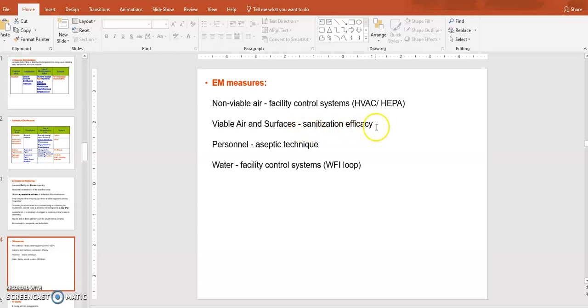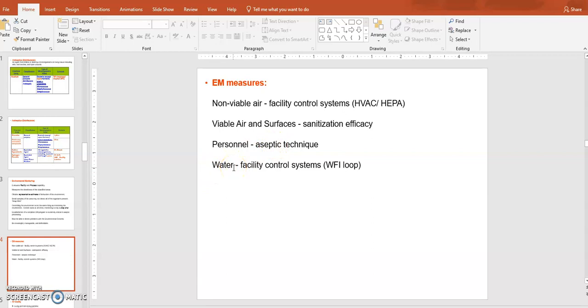You can measure the efficacy of your sanitization process. Personnel as well. When people are gowned up aseptically and walk in there, did they really not contaminate their gowns during the gowning process? They'll take some samples and measure if they are really clean when they are gowned up. Water, of course, is important.